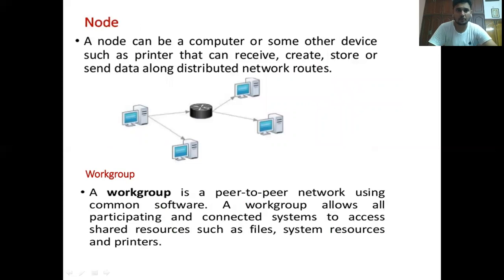So what is meant by a node? A node can be a computer or some other device such as a printer that can receive, create, store, or send data along a distributed network. That is the node. A work group is a station of a peer-to-peer network using common software.